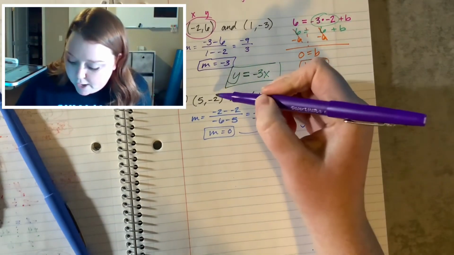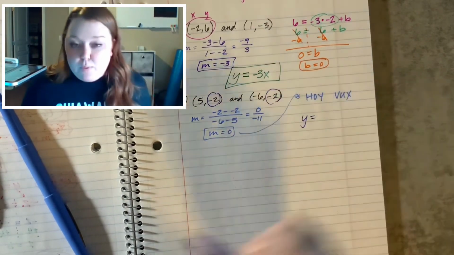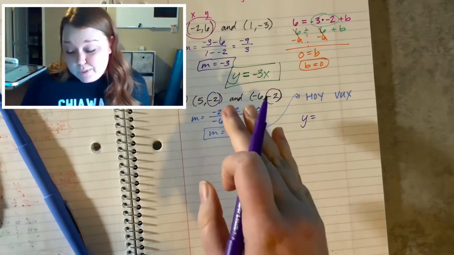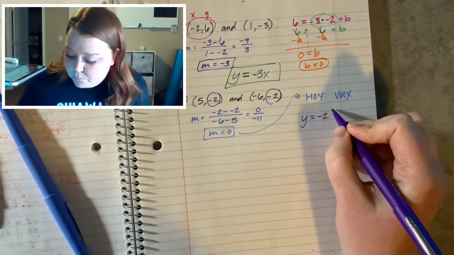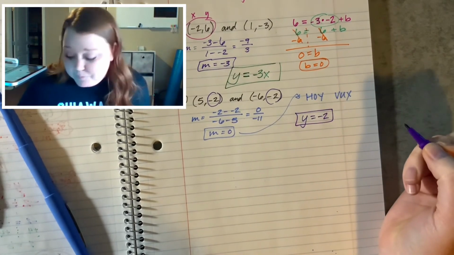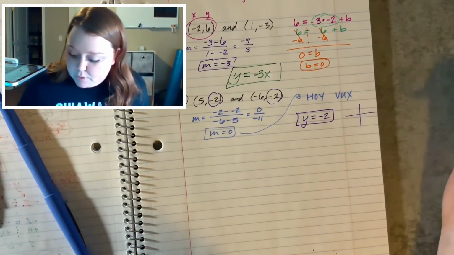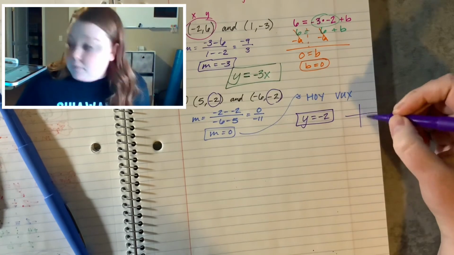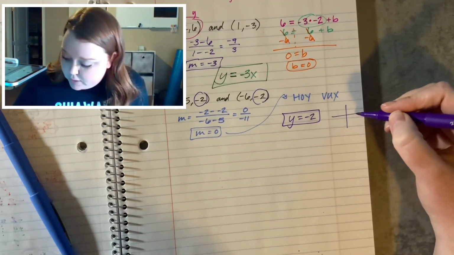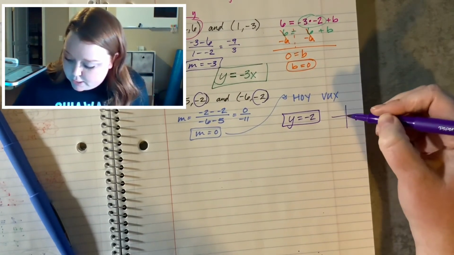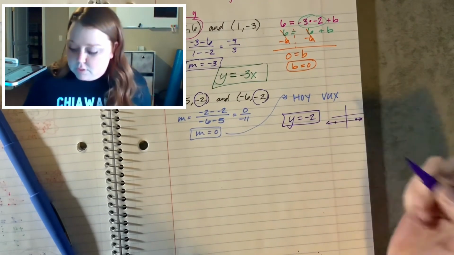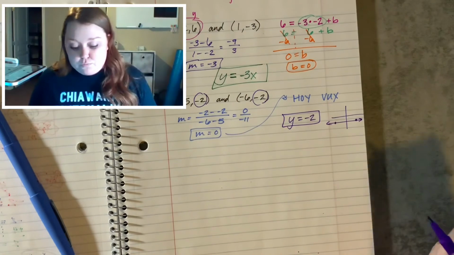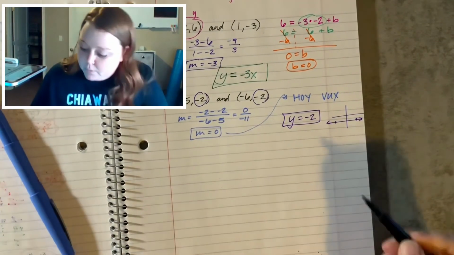Well, look at your y values in both of these points. Y is always equal to what? -2. That's the equation of the line. And if you think about that, if you were to graph these 2 points, and this is just going to be a quick little graph, 5, -2 would be like there, -6, -2 would be like there, and then you'd go, oh yeah, that is a horizontal line, y equals -2. Okay, so that's kind of a weird one.